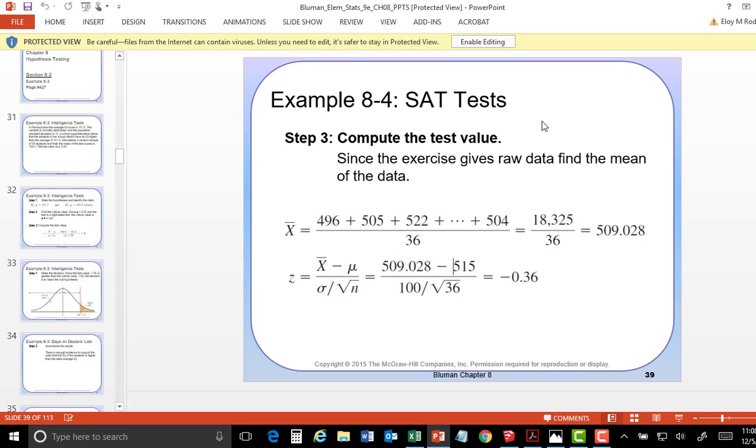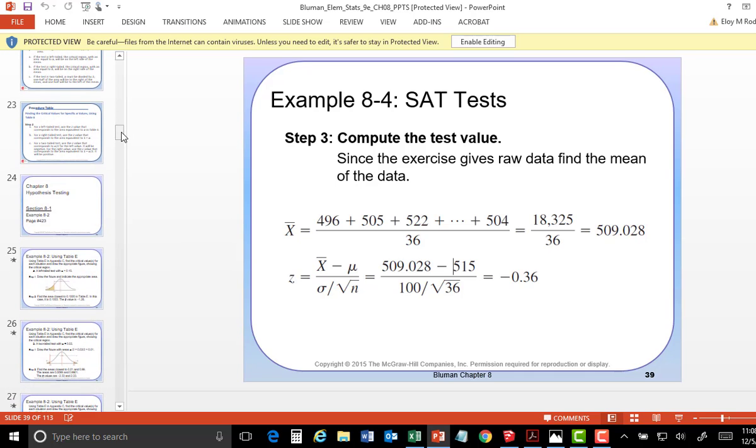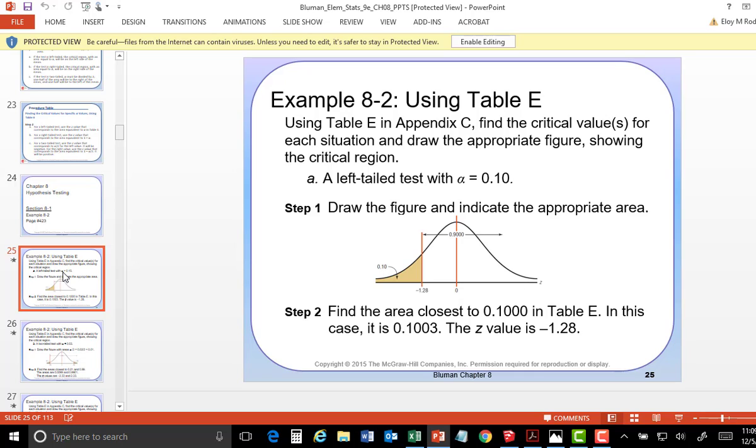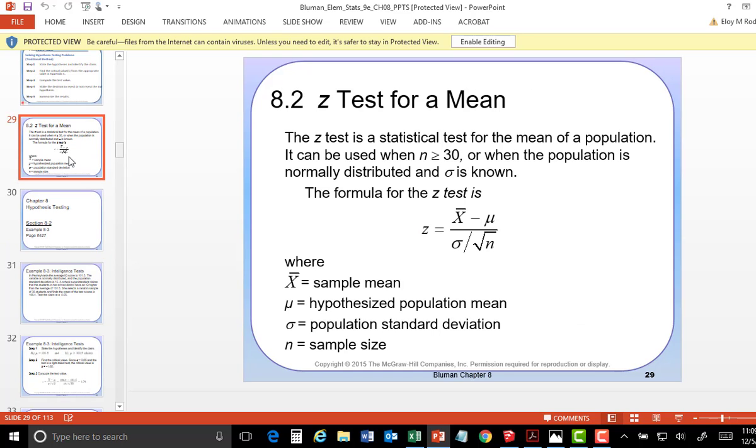Okay, so let's start with this idea, hypothesis testing. The first thing that we know is that, well, let's try a problem directly. In this case, we're just finding the area. This is where you find the z-value. I'll give you the area, and you have to find the z-value. And we've done that.